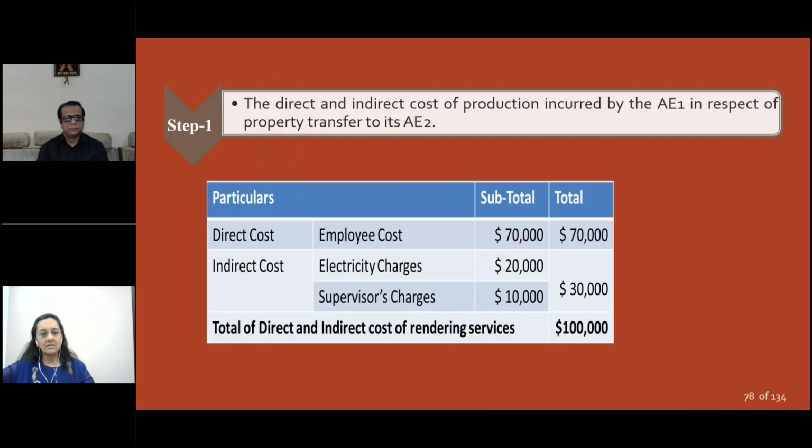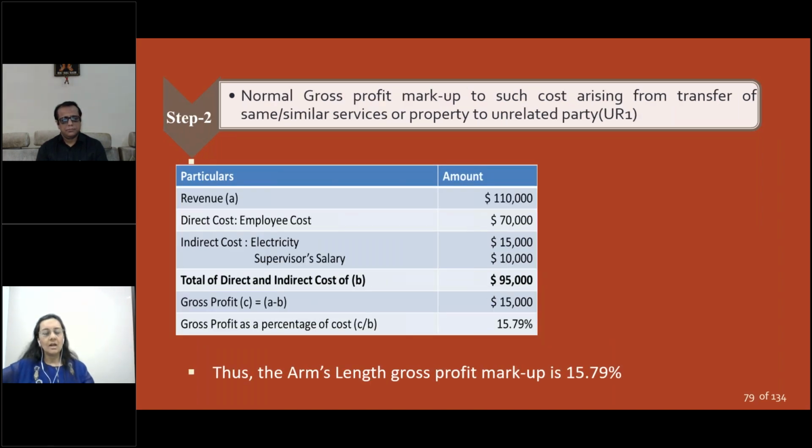So in this case, total direct and indirect cost of rendering of service will become $100,000. Employee cost is direct, and electricity and supervisor's cost is indirect. Now we have to determine the gross profit ratio. In this case, we've taken all the direct and indirect costs of the unrelated party and come to a gross profit ratio of 15.79.